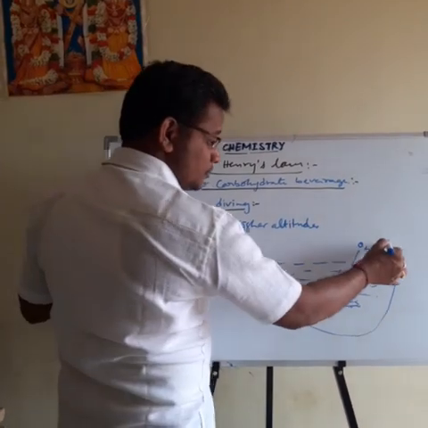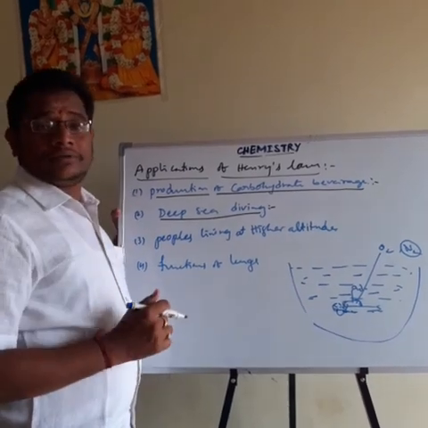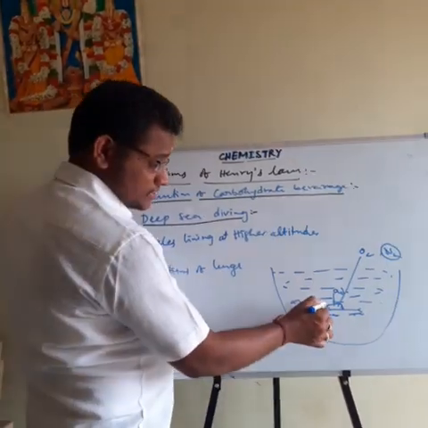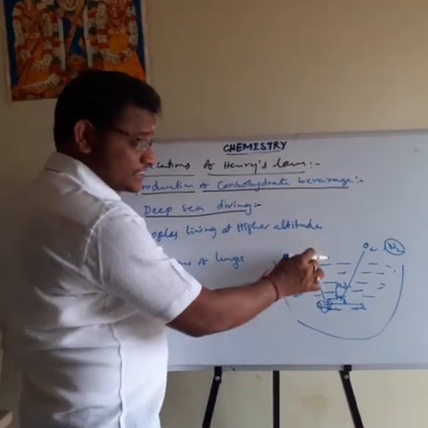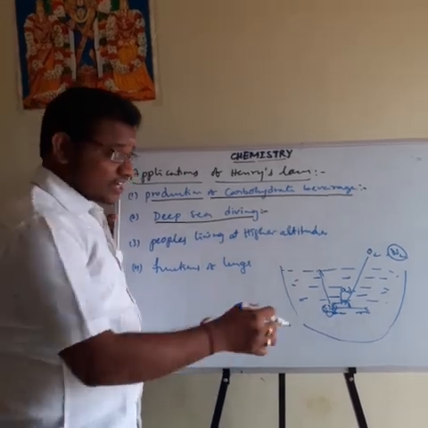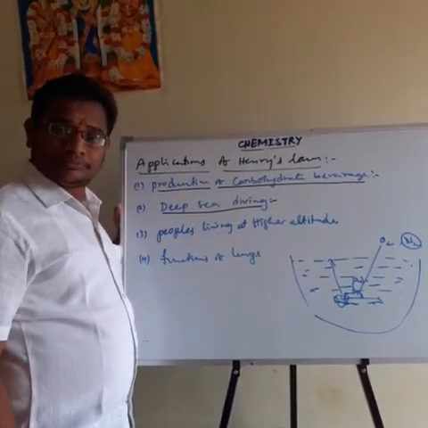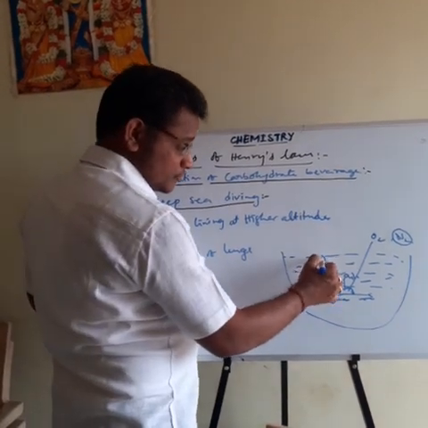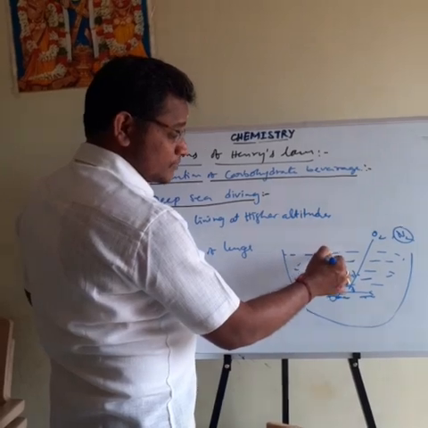But what about the N2? At high pressure, the N2 also dissolves in our blood. Then the person comes back to the surface, and at this condition the pressure is decreased. Whenever the pressure decreases, the dissolved nitrogen gas is released in the form of bubbles. The dissolved nitrogen is removed from our blood in the form of bubbles.